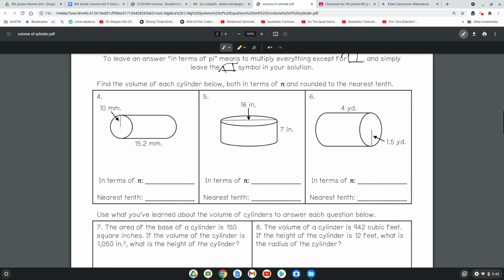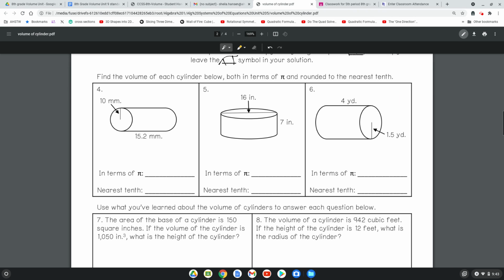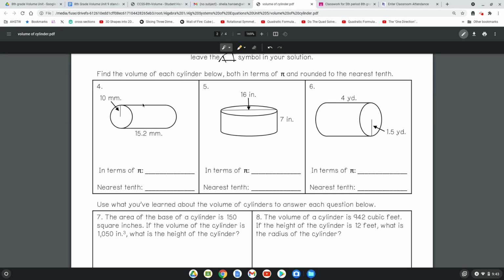So again, when you have all sorts of different figures, first you got to think about what it is. This one is a cylinder again, of course. And so it doesn't leave us a space. I really would like you to write the formula. So it's a cylinder, so we know it's the area of the base, which is a circle, times the height. So when it says in terms of pi, that means we're going to leave the pi symbol there. So we're going to do the radius squared. I'll just drop the pi symbol down.